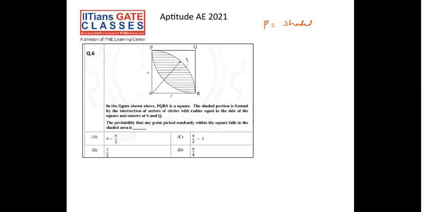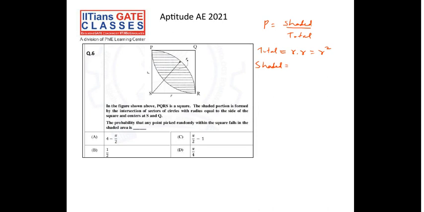We have the probability P given by shaded area by total area. First, we have to recognize this. We pick any point randomly within the square. The probability of finding that point in the shaded area is given by the respective areas itself. So the total area, let's calculate that first. The total area is the area of the square, and that comes to r into r, which is r square.